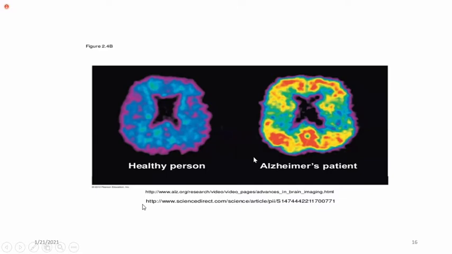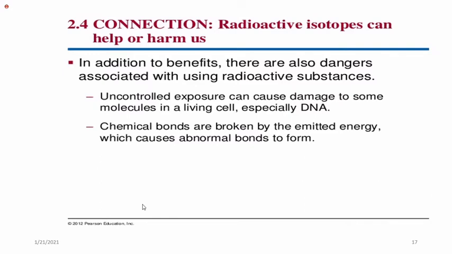In addition to benefits, there are also dangers associated with radioactive substances. Uncontrolled exposure can cause damage to some molecules in living cells, especially the DNA. The chemical bonds are broken by the emitted energy, which causes abnormal bonds to form, and that is what a mutation is. Mutations can lead to cancerous conditions. So it can be helpful for the diagnosis of cancers, but excess exposure will lead to changes in the DNA structure and cause mutations.